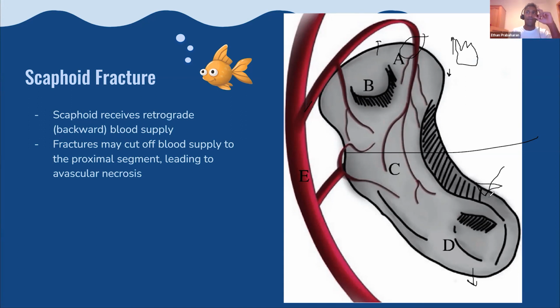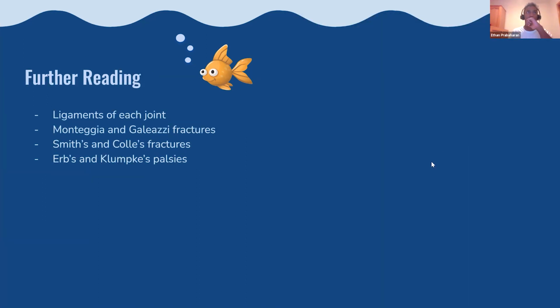And so that's at risk of what we call avascular necrosis, which is death of tissue due to a lack of blood supply. So the scaphoid fracture has a massive risk of avascular necrosis because the blood flow is backwards. And if you have a fracture and it impacts this artery, then your flow to the proximal part of the scaphoid is significantly compromised.